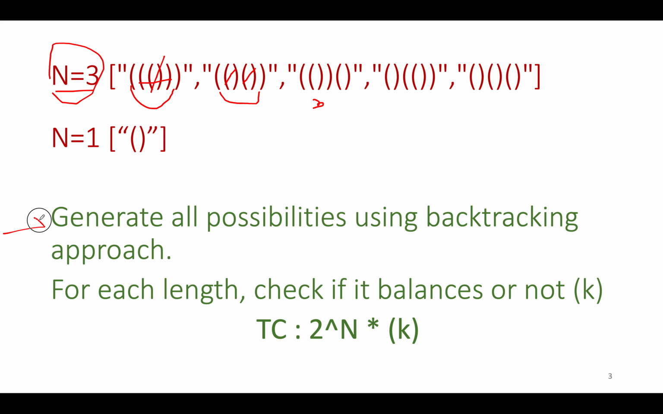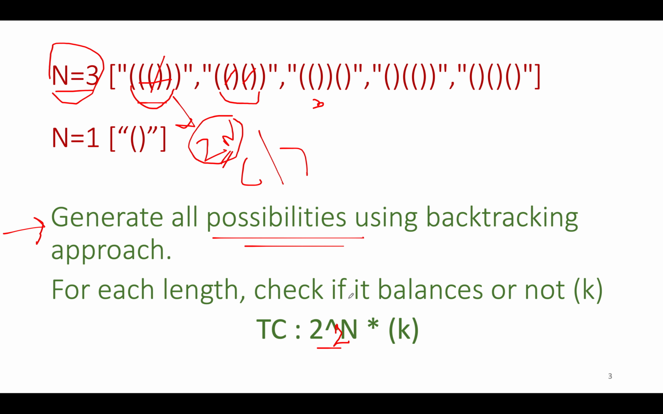What can we do to solve this question? We can generate all the possibilities using the backtracking approach, and for each generated string we check if it is balanced or not. What would be the time complexity of this approach? The time complexity would be 2 raised to the power 2n, because the length of the string would be equal to 2n, and each character in the string can have 2 possibilities, an opening bracket or a closing bracket. Therefore, the complexity to generate all the strings using the backtracking approach becomes 2 raised to the power 2n.